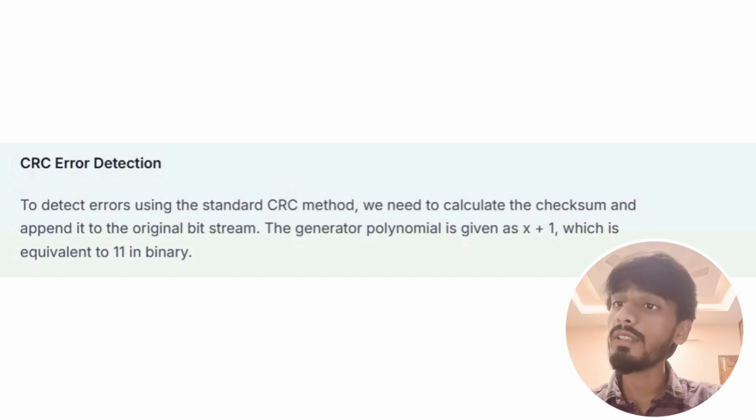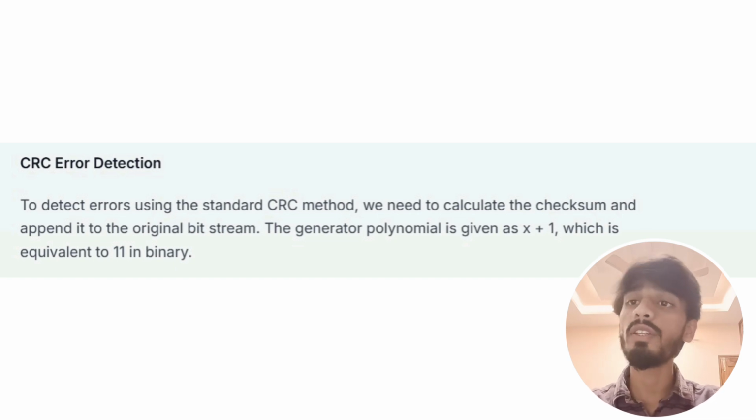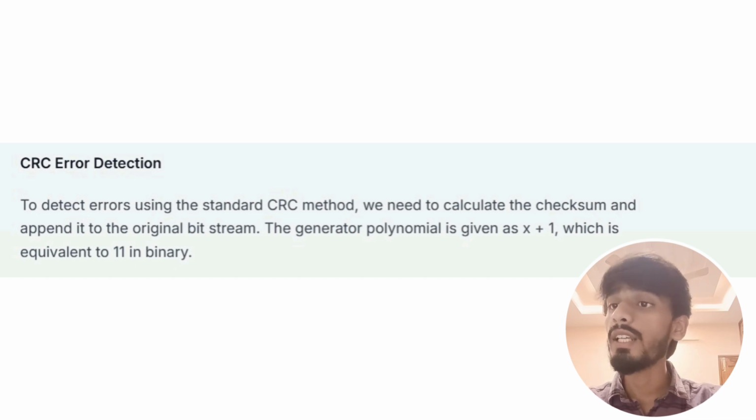Suppose the third bit from the left is inverted during transmission. Now let us show that this error is detected at the receiver's end.